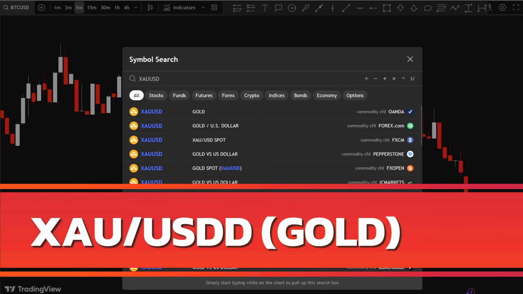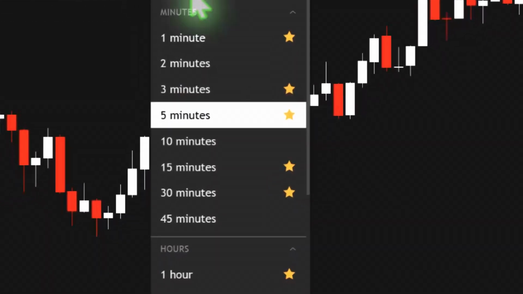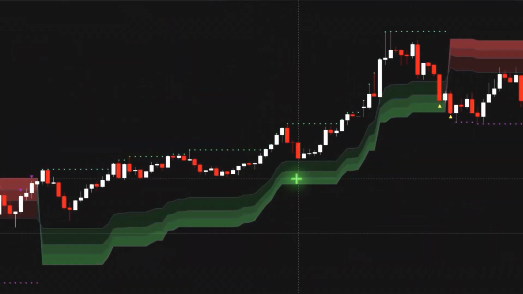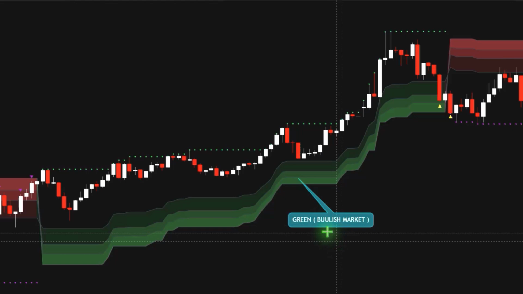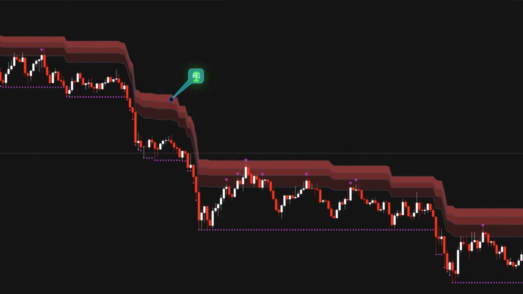So why gold? It moves fast, and on a 5-minute chart, you can catch those short-term swings without staring at your screen all day. Let's dig into how to actually use the Swing Arm ATR Trend Indicator. The indicator is showing you lines that move with the price, and those are dynamic support and resistance levels. If the price is above the line and the background's green, this could be an uptrend. But if the price is below the line with a red background, think about a downtrend.